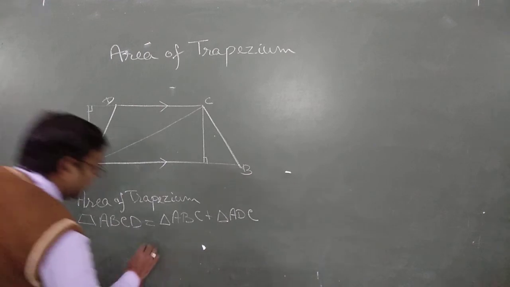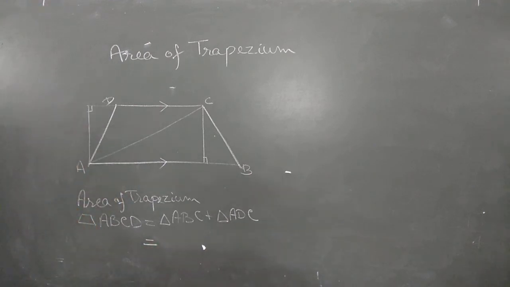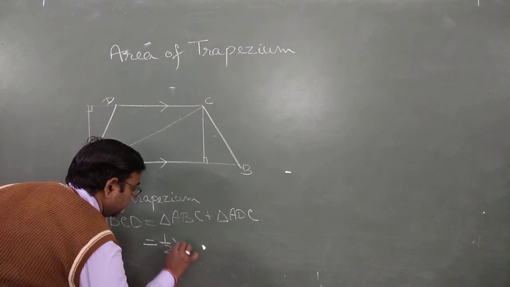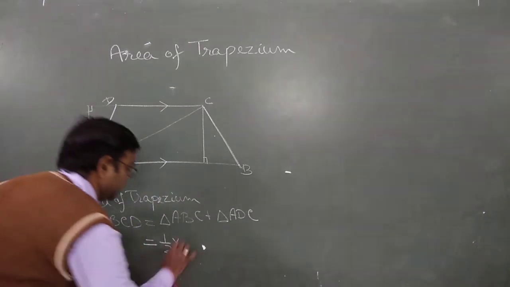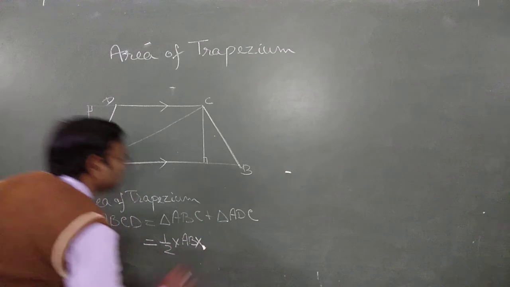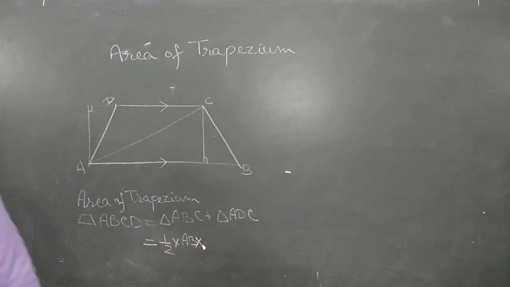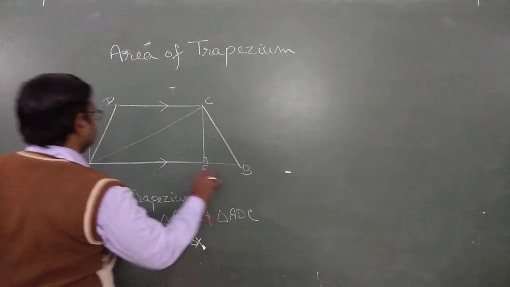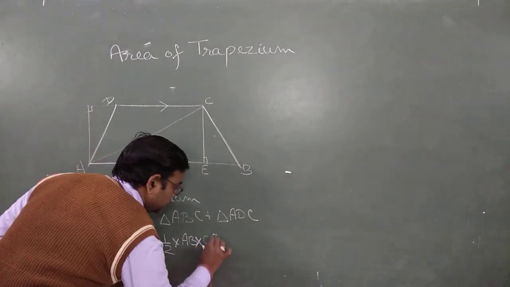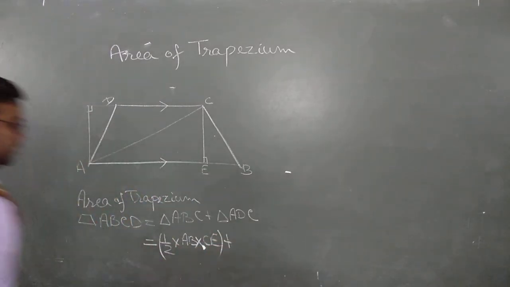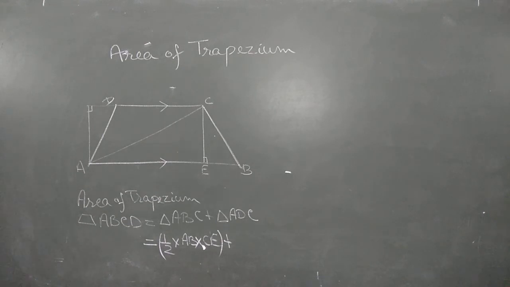Now, as we know, the area of triangle ABC is half into base. What is the base? Base is AB into height. What is the height? Suppose the height is here, it's CE. This is the first one, plus use a bracket so that you can easily understand. I hope this is clear to you. Please avoid this dot, this is a defect of the board.